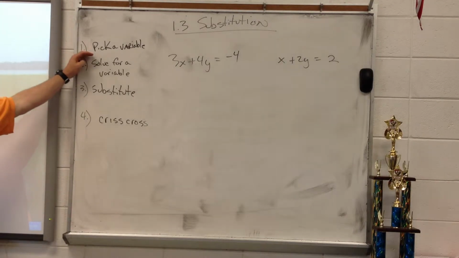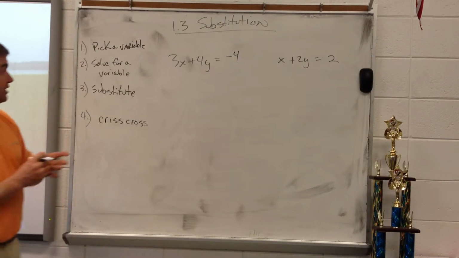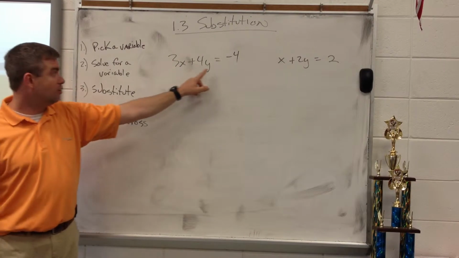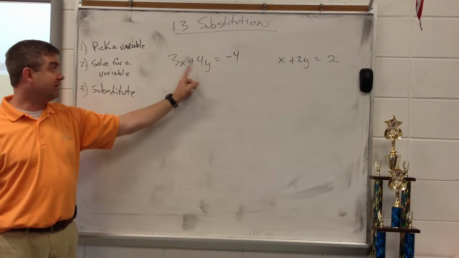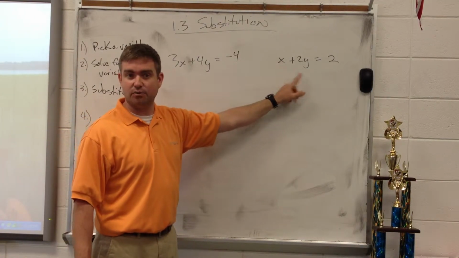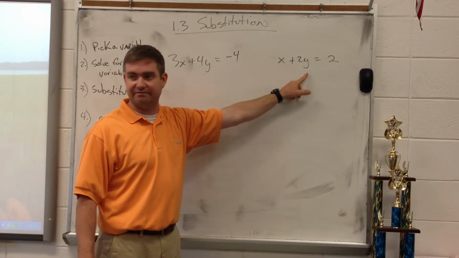First step is pick a variable. You have 4 different variables that you can solve for. Step number 2 is solve. So obviously we could solve for this x. We'd have to move the 4y over and divide by 3. We could solve for this y. We'd have to move the 3x over and divide by 4. We could solve for this x, where all we'd have to do is subtract 2y. Or we could solve for this y, subtract, and divide.